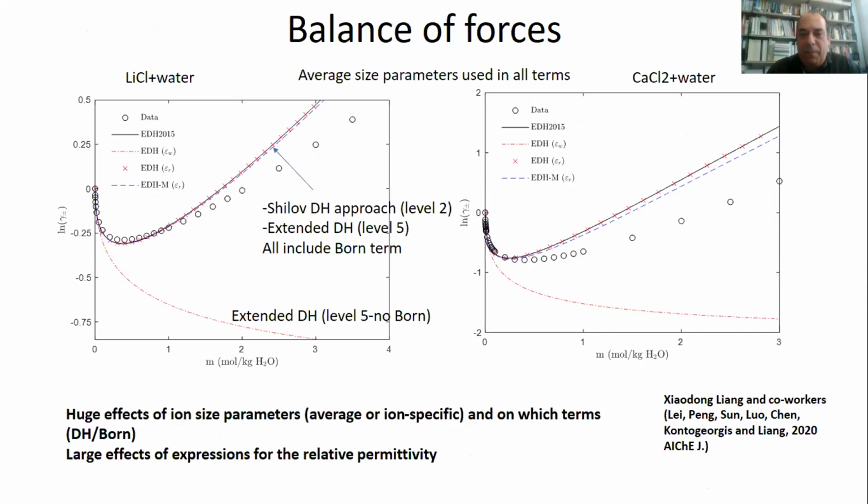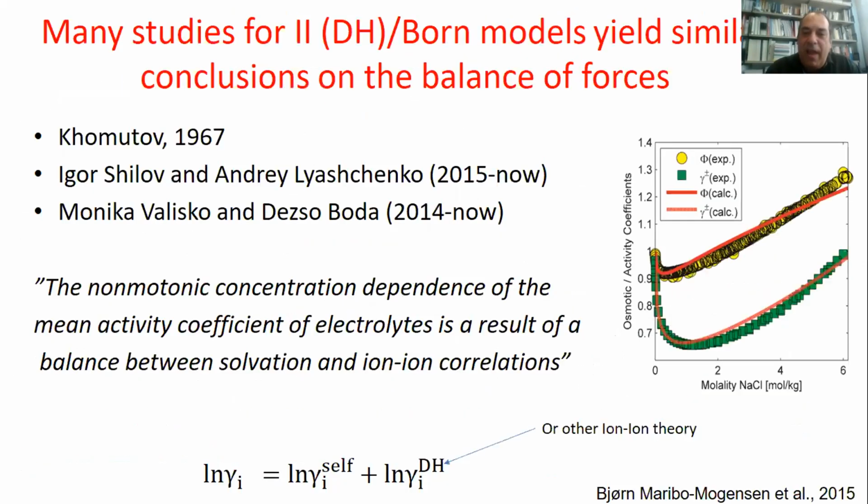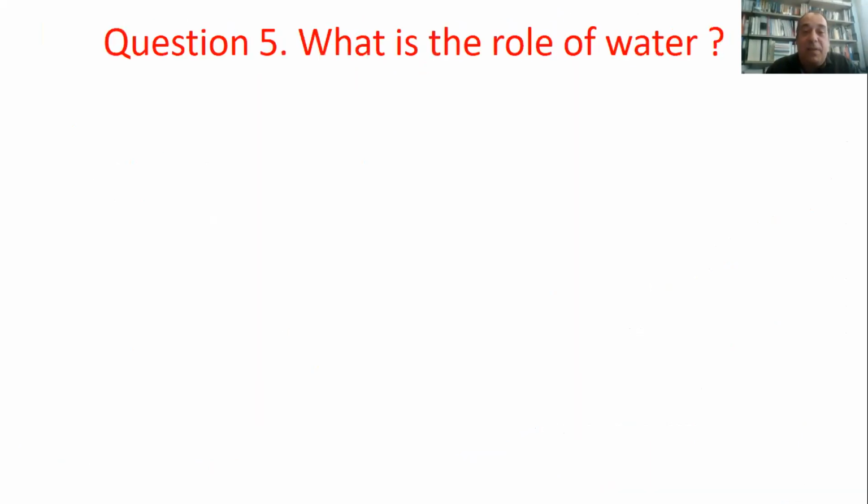So we have looked at this balance of forces systematically, and other people already, from Komutov from 1967 and very recently Silov, Lyasenko, and Valisko and Boda, have presented this very beautiful thought, the non-monotonic concentration dependence of the activity coefficient. So this shape that you see here is a balance of the solvation and the ion-ion correlation. It's a very sweet thought. As I have shown you, it's verified by so many results, but is it true? We don't know. Can it be that it's just the physical forces that trick us? We don't know.